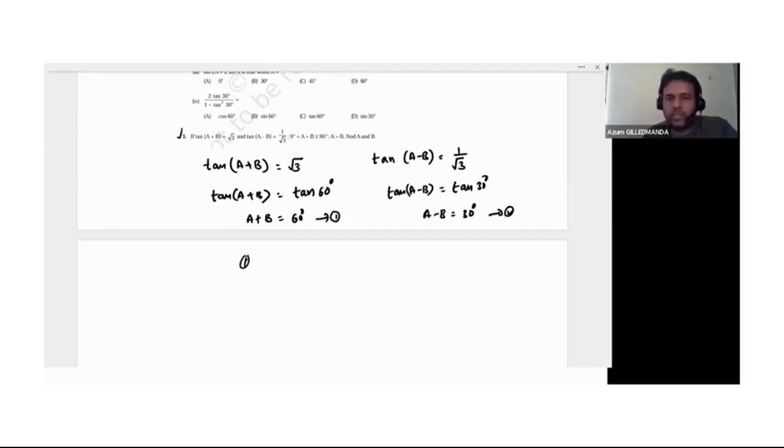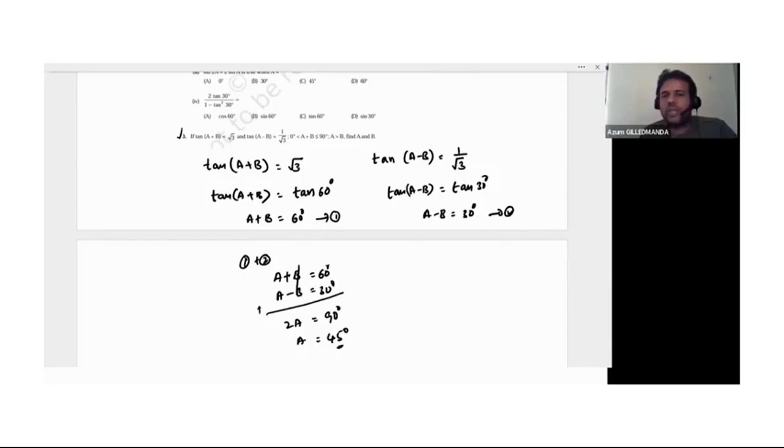I will just add 1 plus 2 to find what is A and what is B. That's what we need to find, right? So A plus B is 60 degrees and A minus B is 30 degrees. So I'll just add these two. So B and B get cut and this is 2A. So 2A becomes 90 degrees and A becomes 45, right?